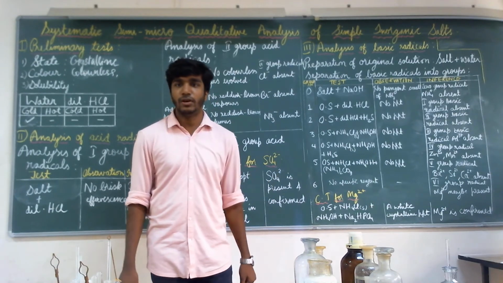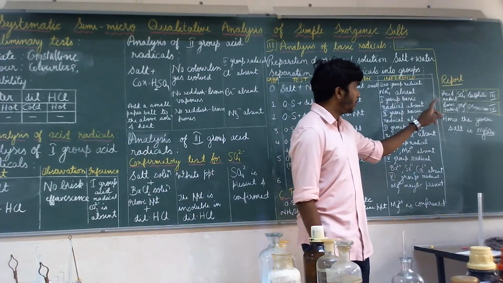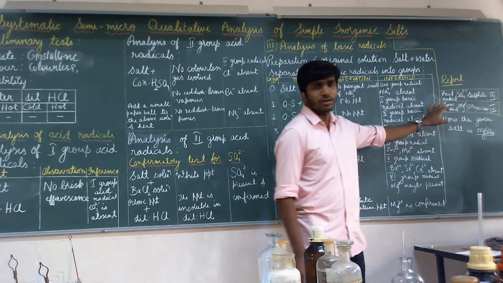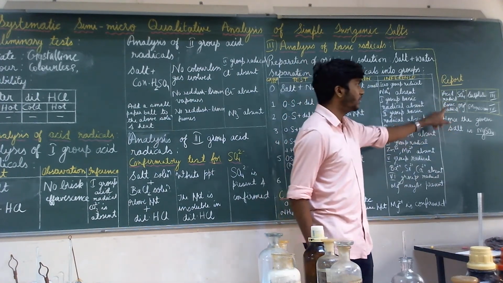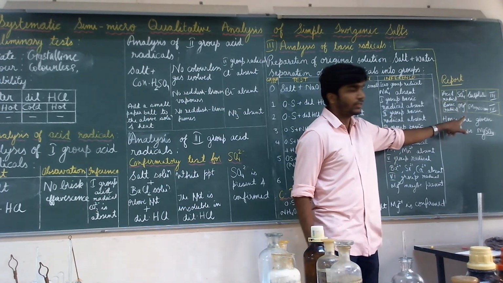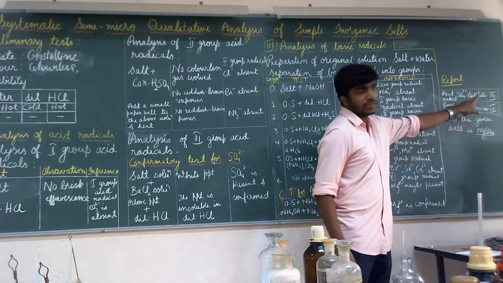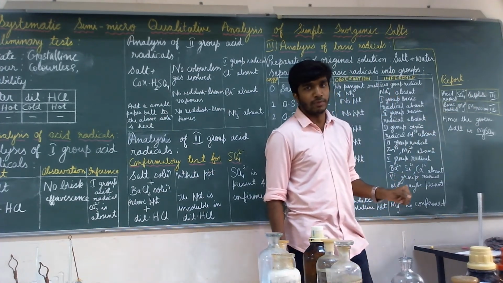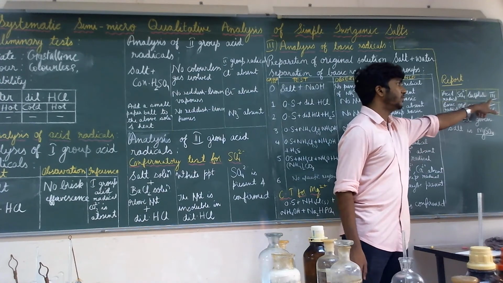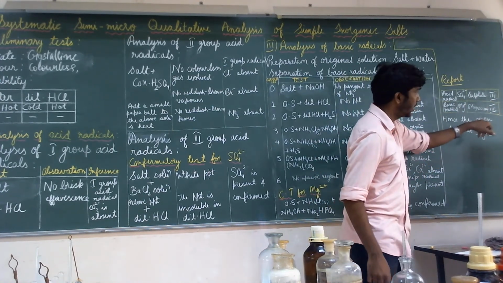Now I'll be showing you how to write the report. So guys, I've written the report. I'm pretty sure you guys know how to write. First the acid radical, basic radical. Acid radical was sulfate, basic radical was magnesium, just write sulfate and magnesium. And finally we have to write in which group we found the magnesium and sulfate. Sulfate was present in the third group acid radical and magnesium is present in the sixth group basic radical.